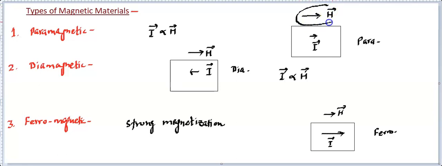As soon as you remove H, that means you make H 0, I becomes immediately 0, because paramagnetic materials follow the proportionality relation. So when H becomes 0, I becomes 0. But ferromagnetic materials do not follow this proportionality relation, so even when H becomes 0, I remains there.